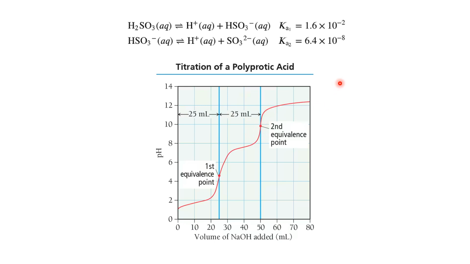Now you can probably guess this: where's the half equivalence point? That's when the pH is equal to pKa, right? But the first half equivalence point is going to be pH equals pKa1. The second half equivalence point is going to be when the pH is equal to pKa2. Same idea, it's just you're dealing with more than one ionizable proton. When you're dealing with a diprotic acid, you're going to have two equivalence points. If you're dealing with a monoprotic acid, you're just going to have one equivalence point.